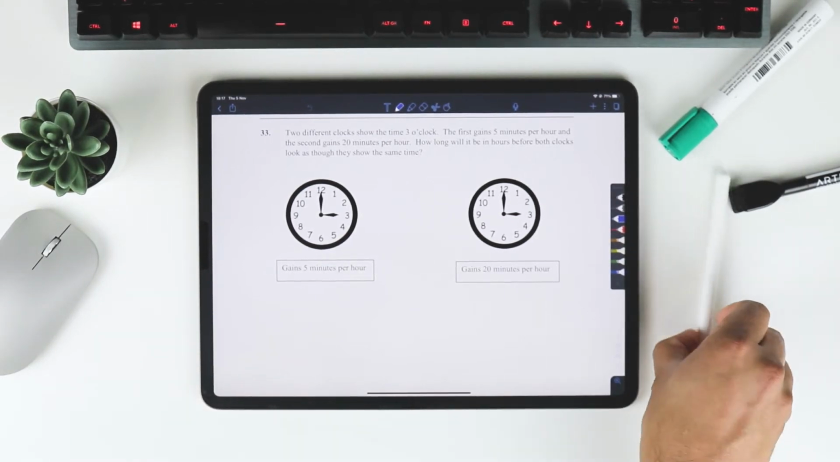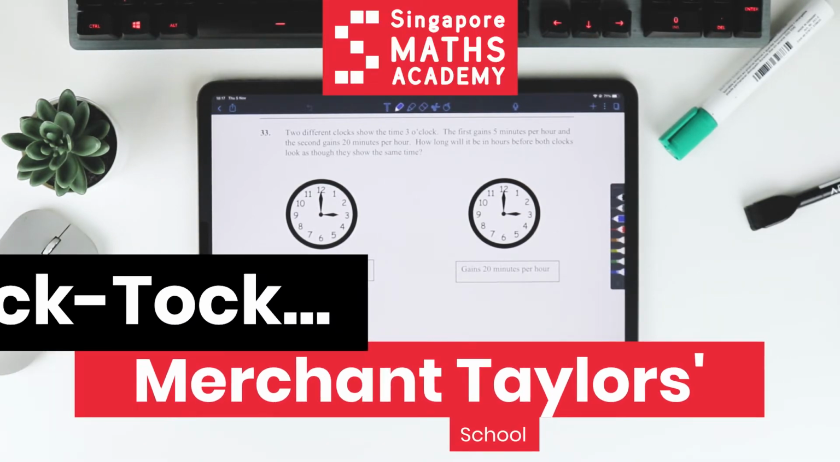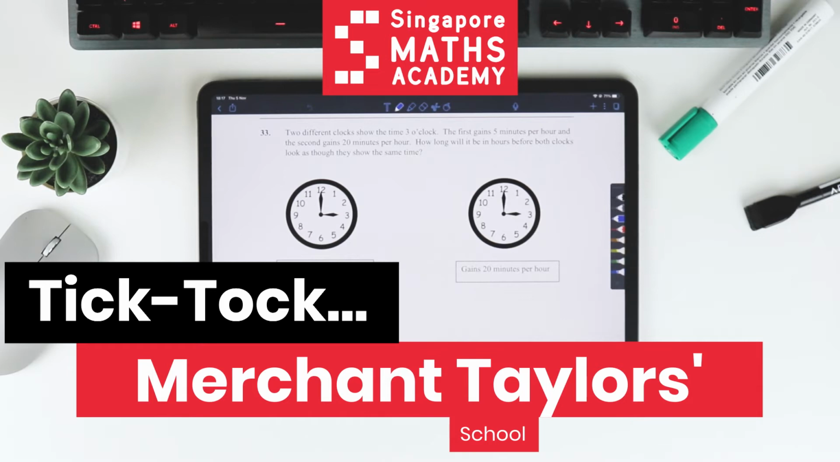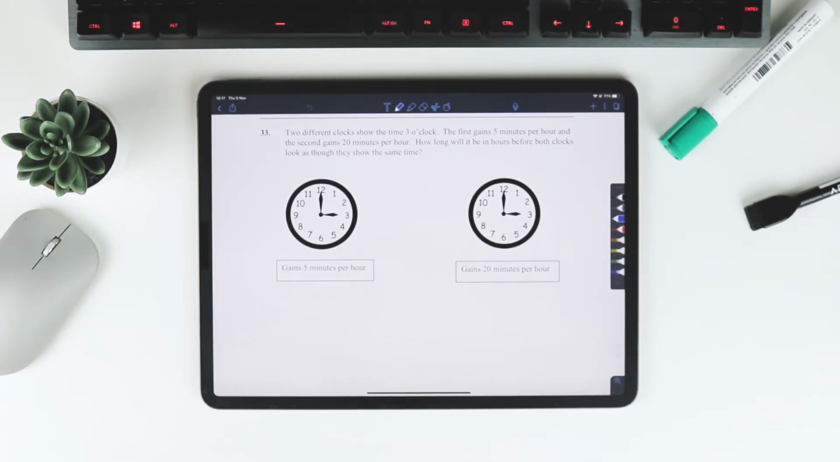Hi everybody, we're going to go through this question number 33 from Merchant Taylor's School, and this is our second paper we're looking at. So we've already gone through a few questions from the first sample paper, and this is our second sample paper that we're going to go through now. We're going to go through question 33 and 3 or 4 more others as well.